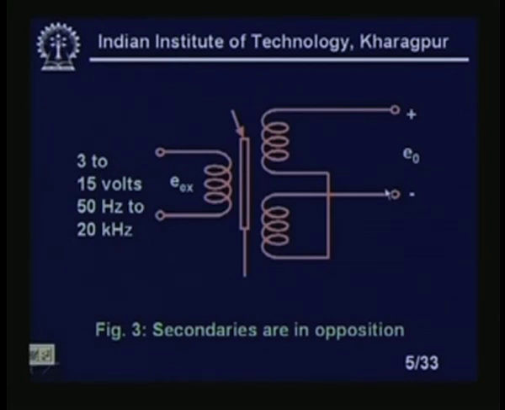What is the advantage of this? The advantage is that when this core is at the geometric null position, you will find that the output voltage E naught will be 0. If I put this core slightly up or slightly down, I will get a non-zero output voltage, because in this case the two secondary output voltages are exactly in opposition, and these two will cancel out, so I will not get any voltage at the output, right.